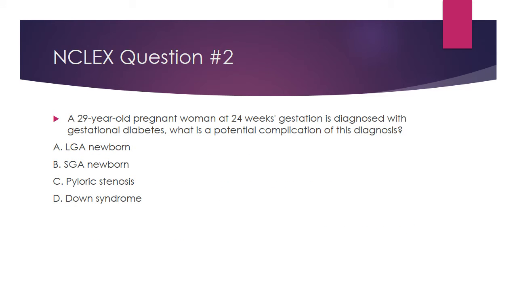NCLEX question 2. A 29-year-old pregnant woman at 24 weeks gestation is diagnosed with gestational diabetes. What is a potential complication of this diagnosis? A. LGA newborn. B. SGA newborn. C. Pyloric stenosis. Or D. Down syndrome. The correct answer is A.